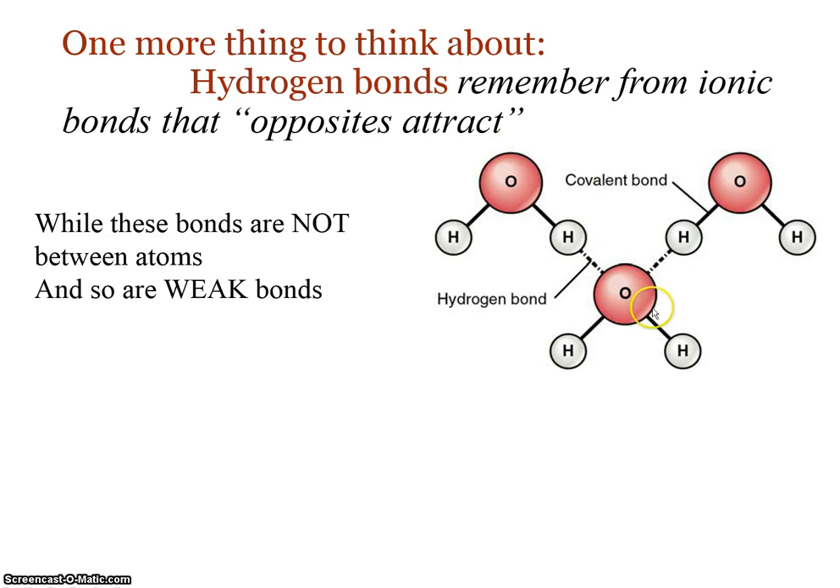So opposites are attracting. While these bonds are not very strong, because electrons are not being shared, electrons are not being transferred, there's simply a charge associated with this molecule and a charge associated with this molecule that attracts the two things together. So they're very weak, but it turns out there's a lot of them. There's an awful lot of hydrogen bonding in life science and in the world in general, because there's an awful lot of water.